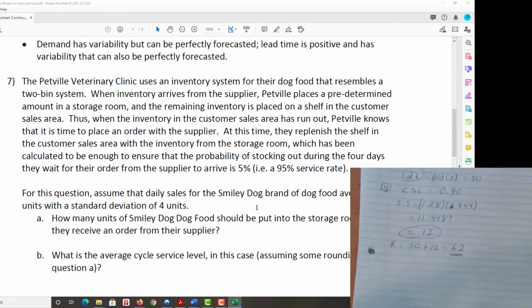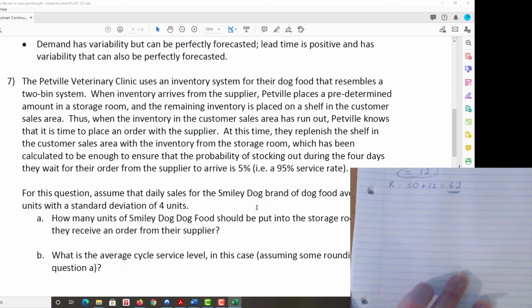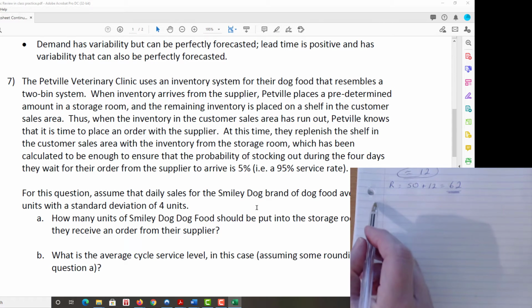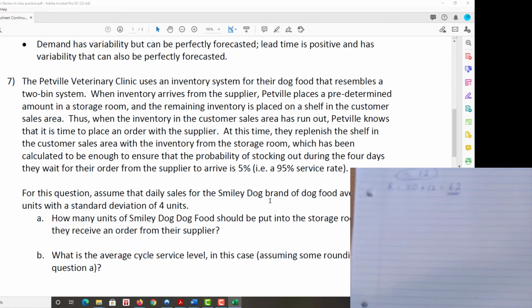Okay, let's talk about question number 7. The Petville Veterinary Clinic uses an inventory system for their dog food that resembles a two-bin system. Inventory arrives from the supplier. Petville places a predetermined amount in a storeroom, and the remaining inventory is placed on a shelf in the customer sales area. So we've talked about this two-bin system before.